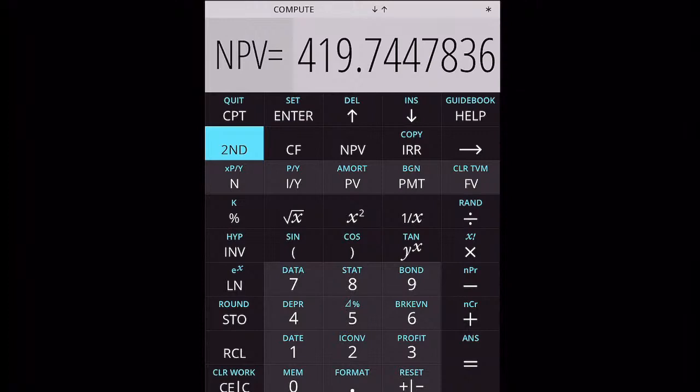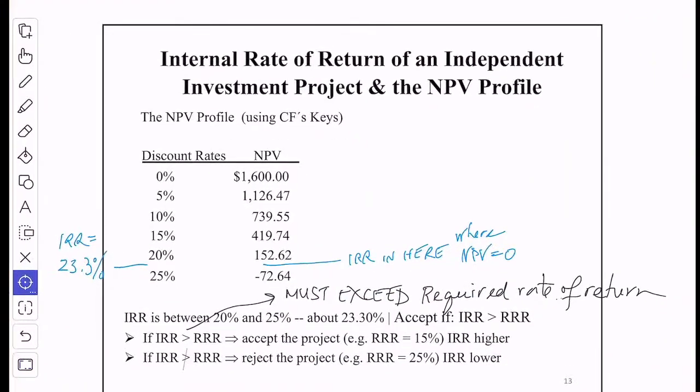the NPV profile. Okay, let me give you a few minutes break. Well, I'm taking a break. You guys can take a break too, but try and finish this. Make sure you can generate the NPV profile. I'm gonna take 5 minutes.